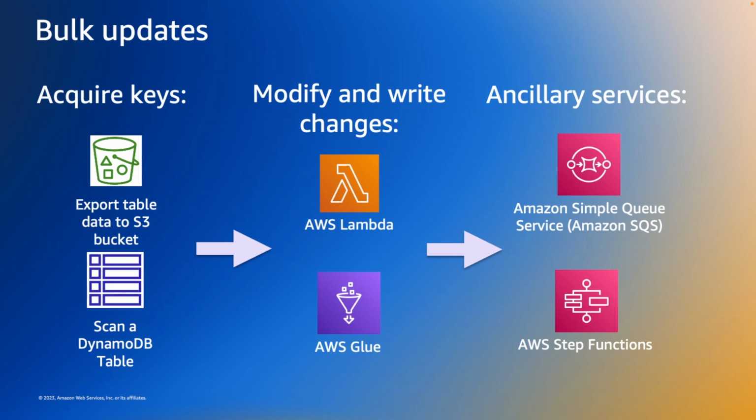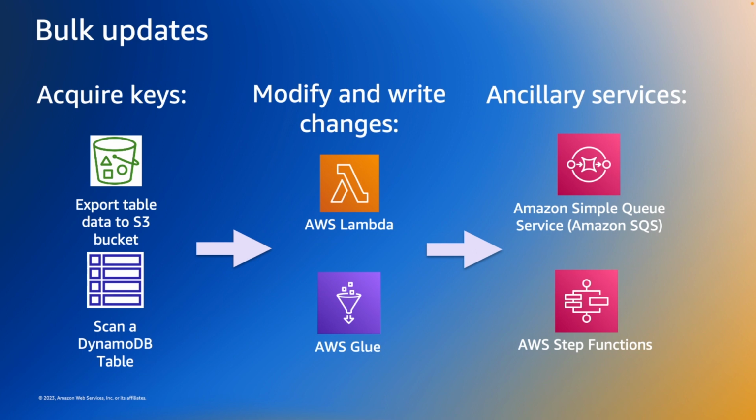Then you need to figure out how to modify the items. So if you go with the AWS Lambda function, you can point it to, say, an object in S3 with the table keys from the exported data. Or you could have the AWS Lambda function scan the DynamoDB table. The other option is Glue. So Glue can work with the native exported data. It has a connector to read the exported data, or you can tell Glue to scan the DynamoDB table.